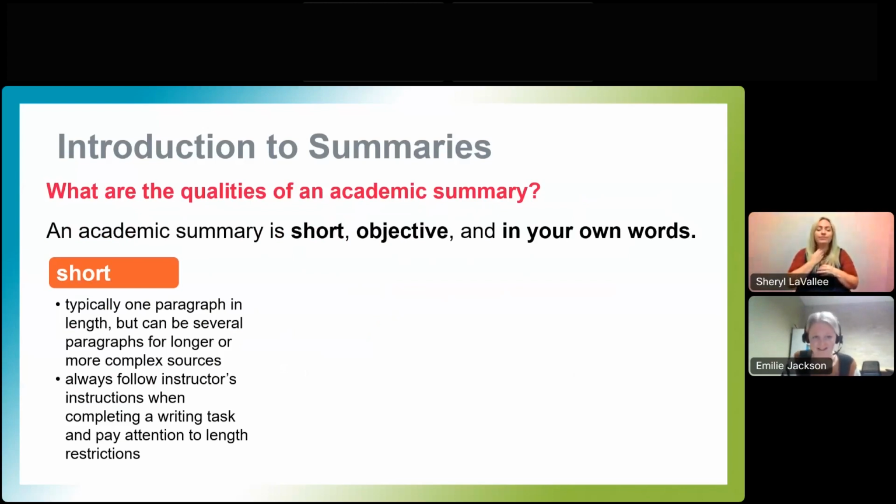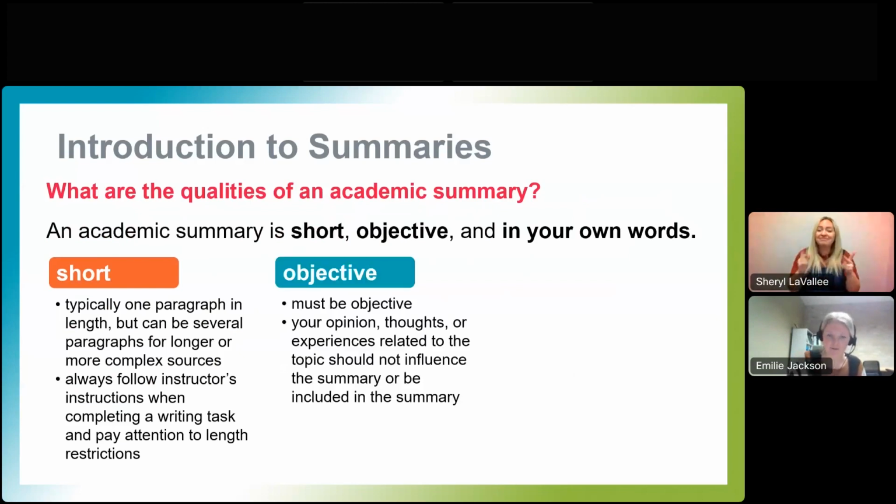And as a reminder, it says here you should always follow your instructor's instructions. But the rule of thumb that I've heard before and that I often recommend when working with students is that a summary is a quarter length of the original or less. So it should never be longer than that. So if you're summarizing 1 page of information, that's 4-ish paragraphs or 3-ish paragraphs. Your summary should not be longer than 1 paragraph. You should be able to reduce the information to its main ideas.